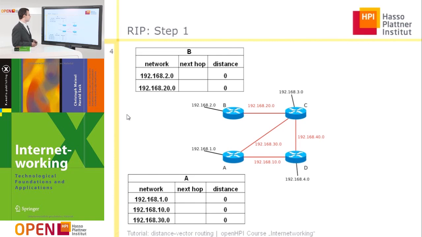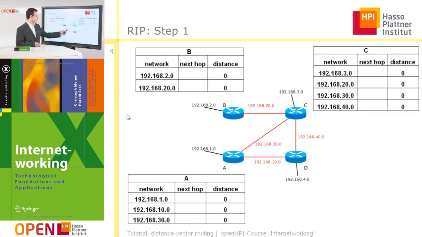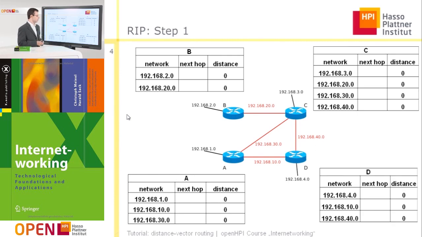The same for the router B. It will add the 2 directly connected networks with the distance 0 to its routing table, and router C will add all 4 directly connected networks, and finally router D will add 3 networks with distance 0 that are directly connected to the router D.